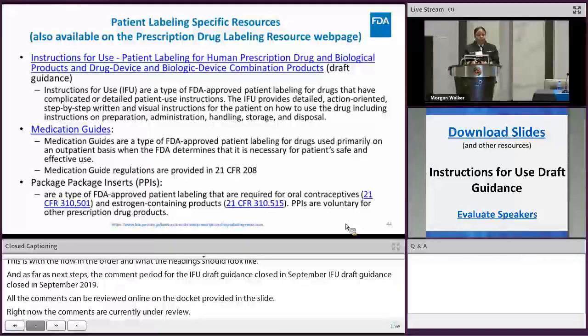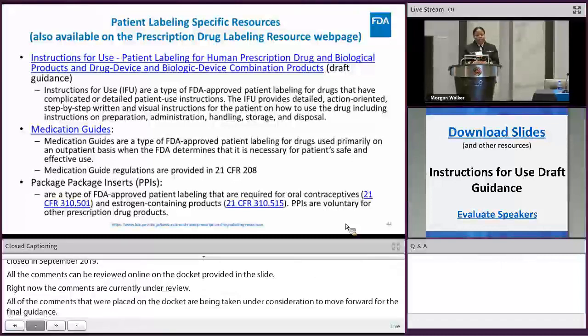Here on this slide, the prescription drug labeling webpage has been updated, and it also includes our patient labeling specific resources. So if you have any questions or need any more information regarding instructions for use, medication guides, patient package inserts, you can find it here on this website.